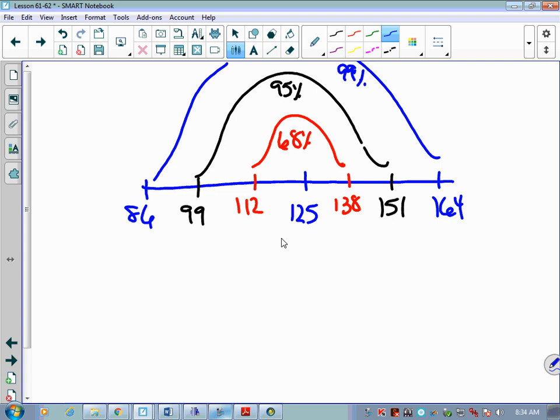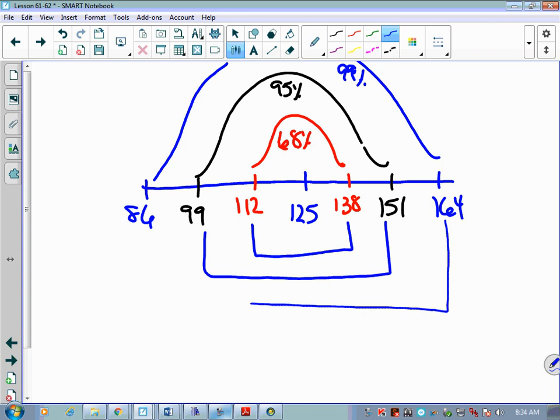Okay, so this is our answer to this. We have one standard deviation, two standard deviations, three standard deviations. Does that make sense to us? And these percentages will go with those: 68, 95, 99. You need that for your answer. You have to know that those percentages go with that. Okay?